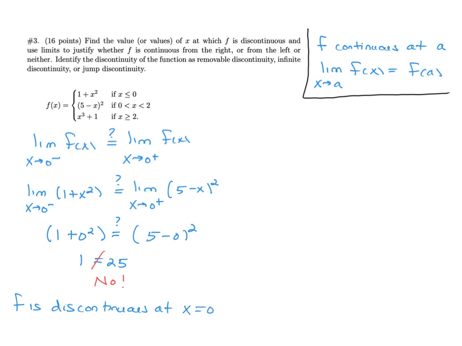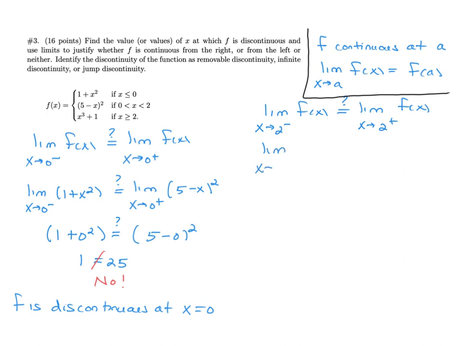Now let's check the other number, which is 2. And we'll do it the same way. I'm going to check to see if the limit from the left is equal to the limit from the right. If they're equal, I'll then check to see if it equals the value of the function there. And if any of those things go wrong, we know it is discontinuous. So I want to look at the limit as x approaches 2 from the left of this function and see if it's equal to the limit as x approaches 2 from the right.